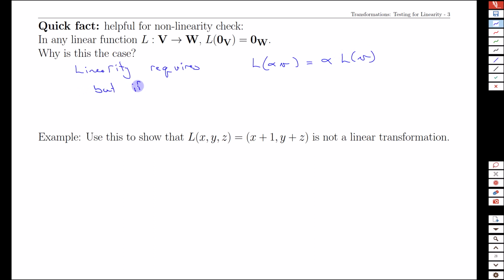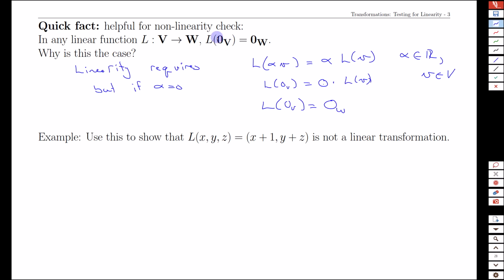But if alpha equals 0, remember alpha is some element of the reals, and V is some element of our vector space, what does this turn into? It turns into L of 0 in the V vector space is equal to 0 times L of V. This is an element of the W vector space, the output space, but 0 times it is going to be 0 in the W space. So L of 0 in the V space has to equal 0 in the output space. If we don't have that, we're never going to satisfy this scalar multiplication criterion.